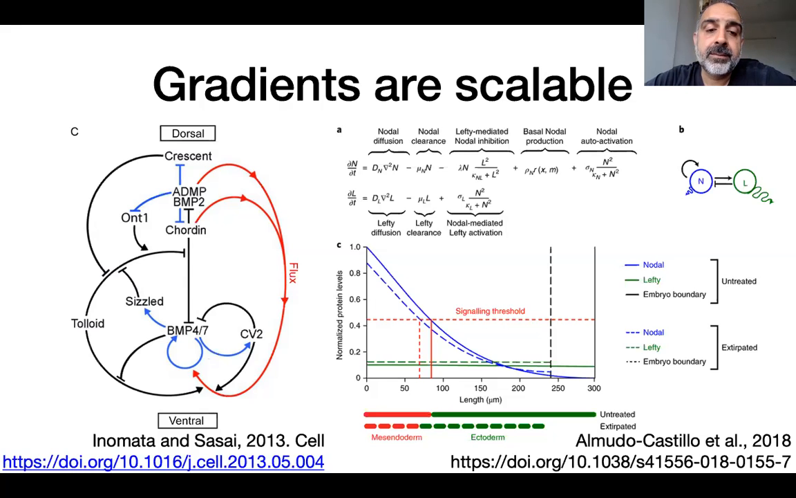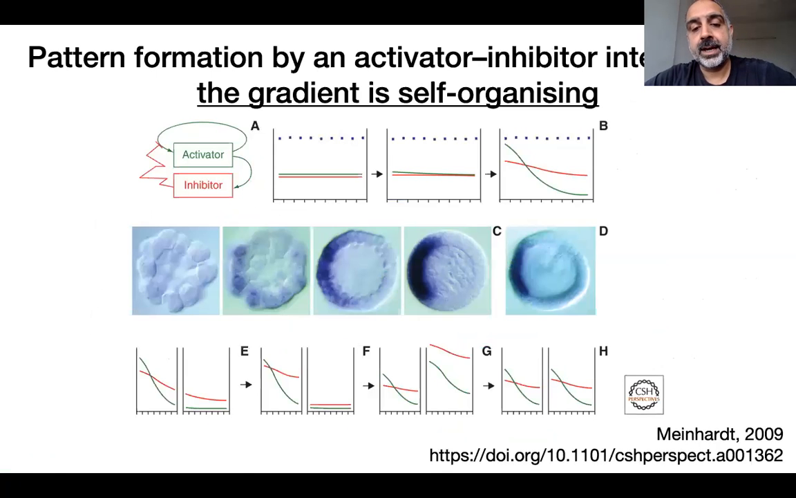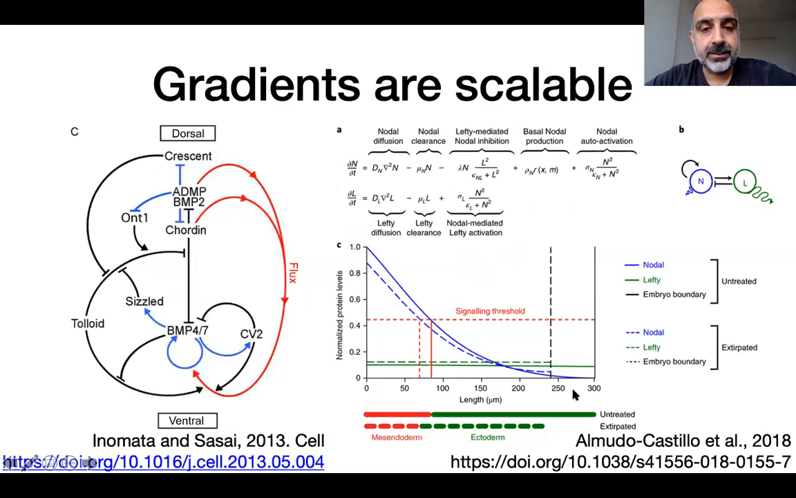In this way, you can see that when you cut the embryo in half, this complex regulation is reformed in these new halves, using the same kind of thinking shown here by Meinhardt, enabling gradients to be reformed. This is dorsal ventral patterning in Xenopus.